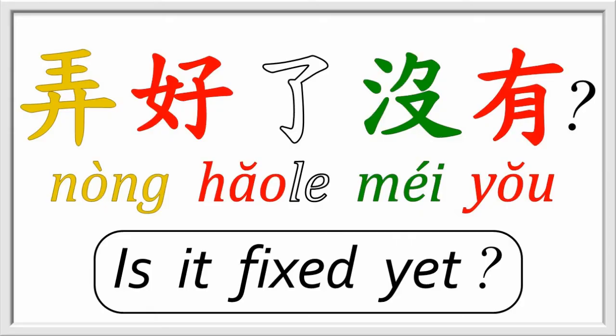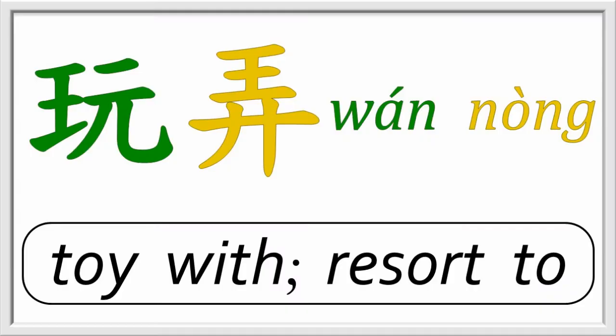Sometimes when speaking, we can't think of a proper verb to use when a person is adjusting or repairing an appliance for us. In this case, 弄 comes in handy. 弄好了没有? Is it fixed yet? Is it ready to go? 弄 can also be used in conjunction with 玩 弄, meaning to toy with words, resort to schemes or tricks, play a prank or practical joke on someone.